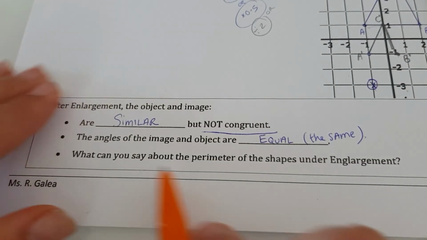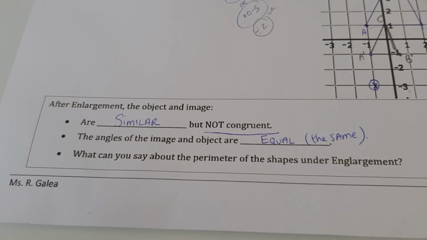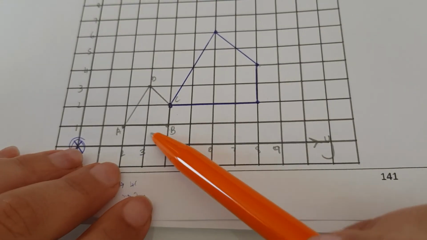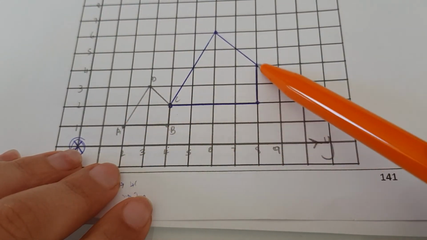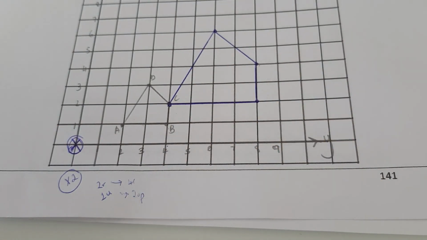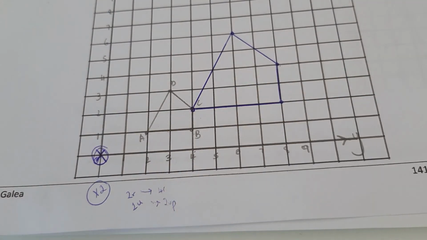What can you say about the perimeter of the shapes under enlargement? I want you to think about this. Check each example we've done. Check the perimeter and see what is happening in terms of the perimeter. Think. You can measure using a ruler, or you can just count the squares. Think, what's happening with the perimeter?